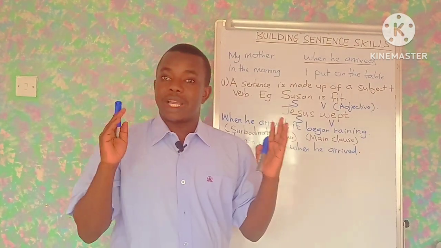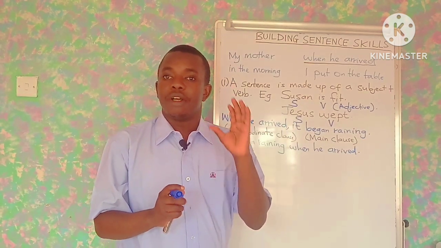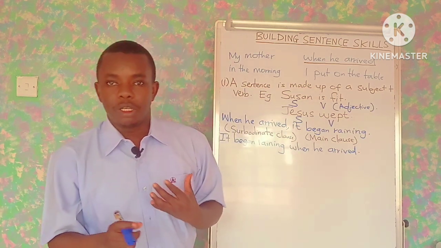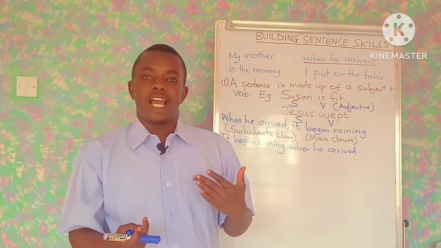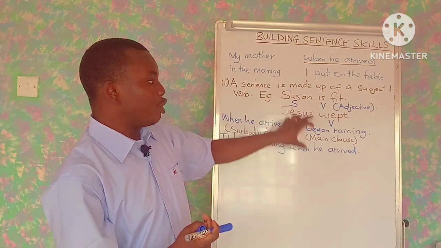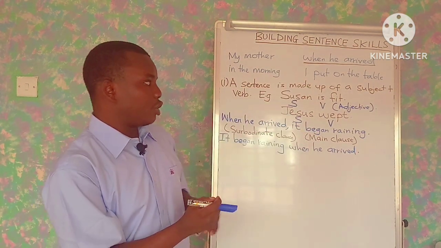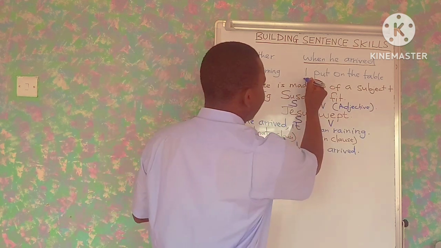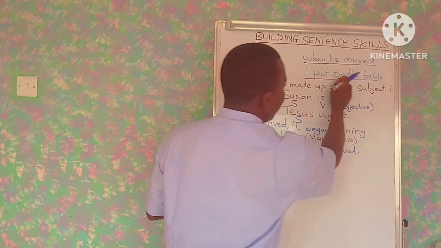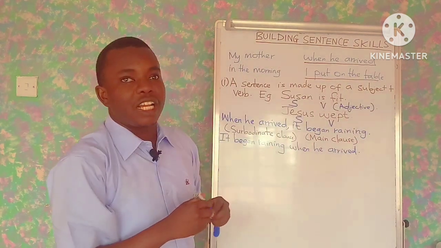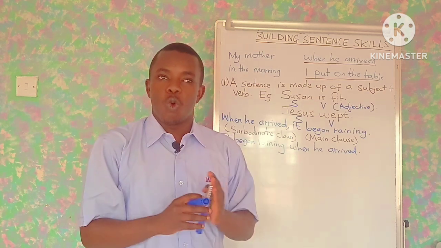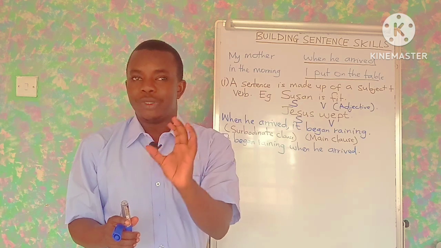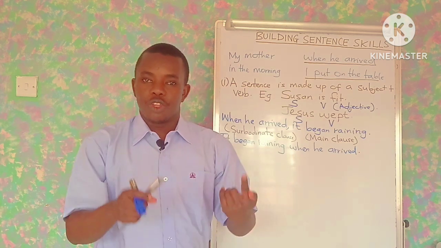There are also some instances when just stating the doer of the action is not enough. We must go ahead and show the receiver of the action, and that's what happens here. I put on the table. So this sentence here requires to be included. What is it that is put on the table? And that is what we call the object, the receiver of the action.